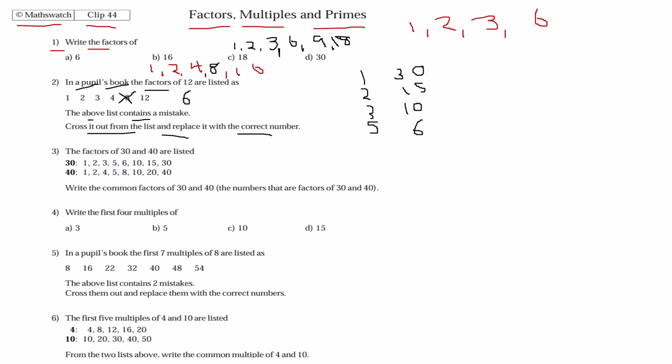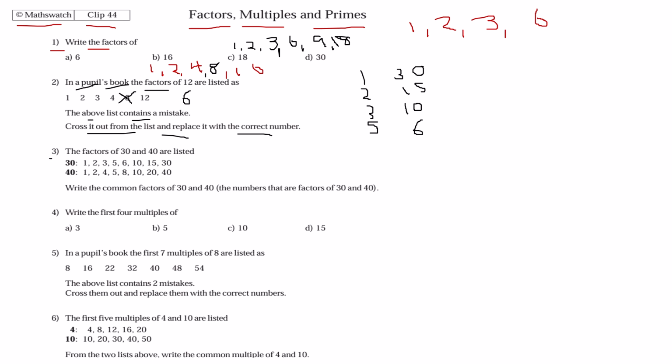5 doesn't go into 12 cleanly because 5 has what we call a remainder, and if it has a remainder, it's no longer a factor. So it has to go into it cleanly with no remainder. The word cleanly here means that it has no remainder.